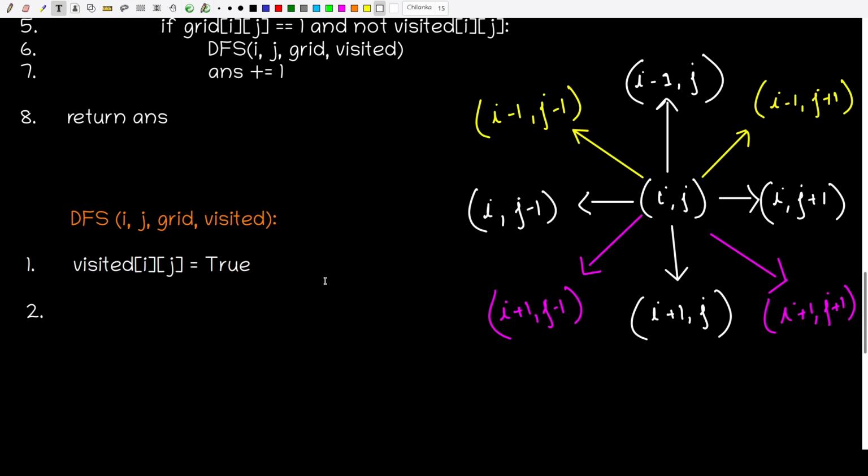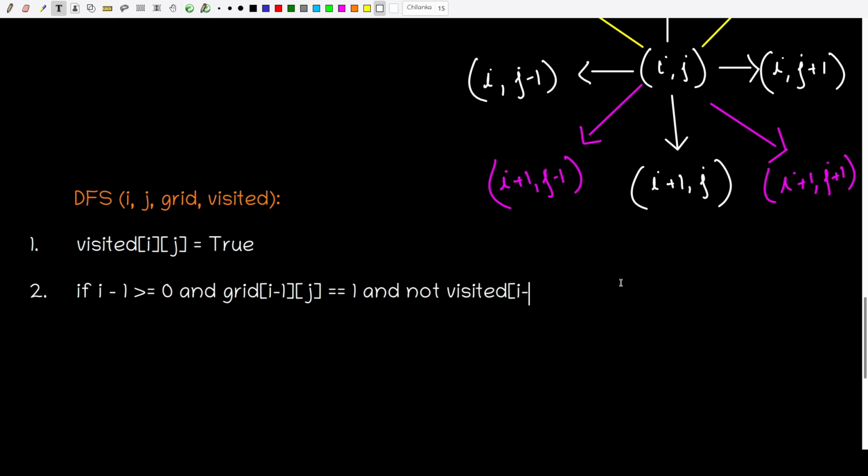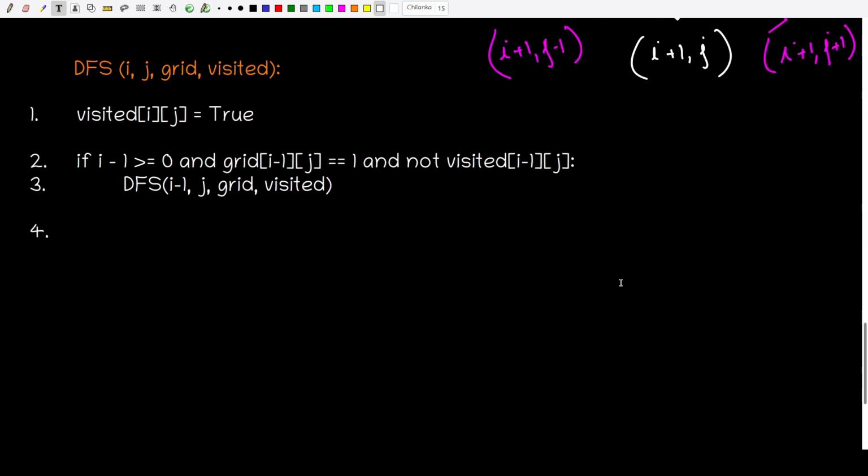So first let us look at up. So if i minus 1 is greater than or equal to 0 and grid of i minus 1, j equals 1, and this is not visited, i minus 1, j. If this condition is satisfied, then that simply means the (i minus 1, j)th coordinate is a land which is not visited, because of which we have to perform DFS from there as well. So because of that, we are going to call DFS on i minus 1, j, on grid and visited. So that's about the up case, folks.